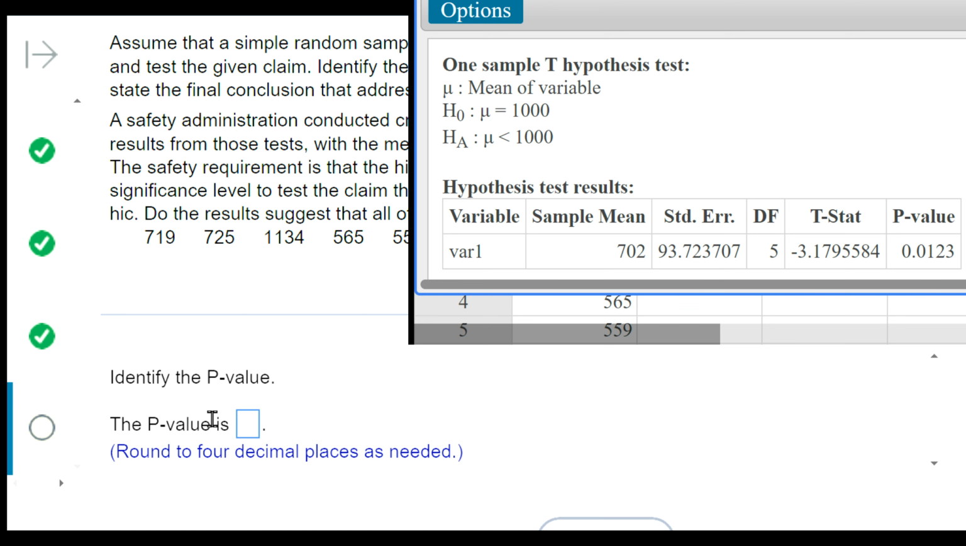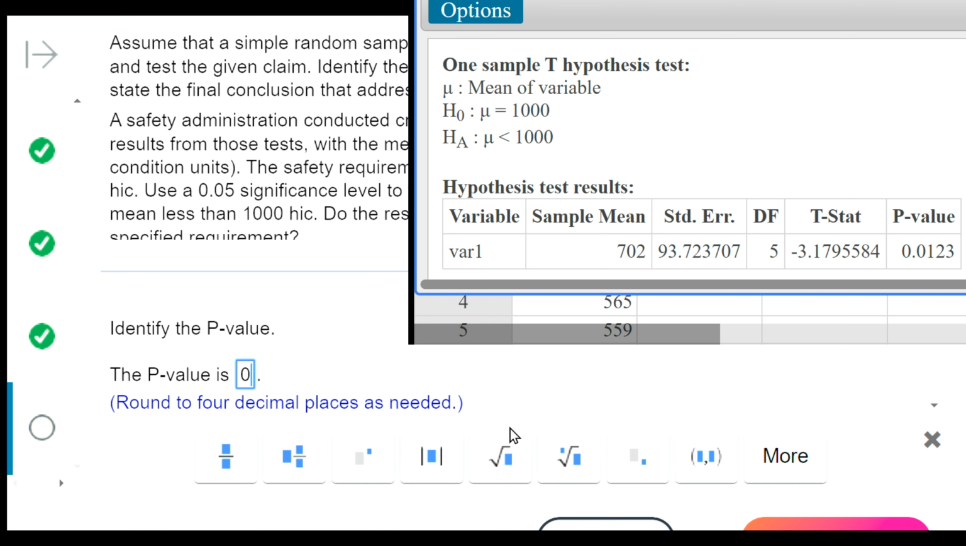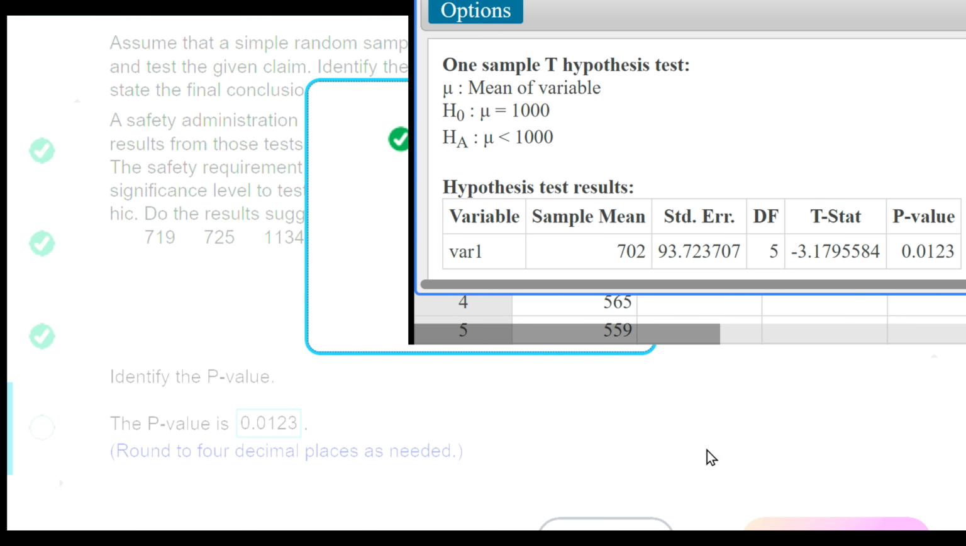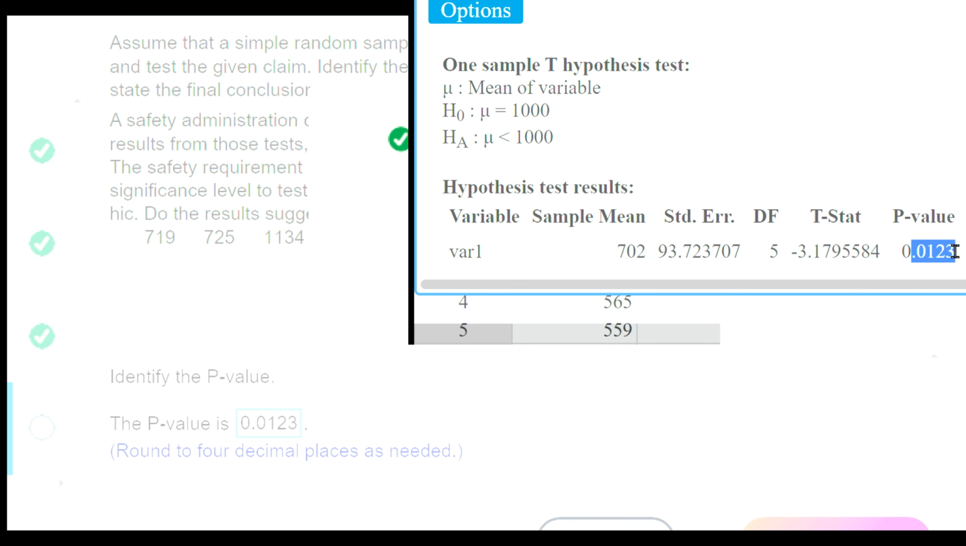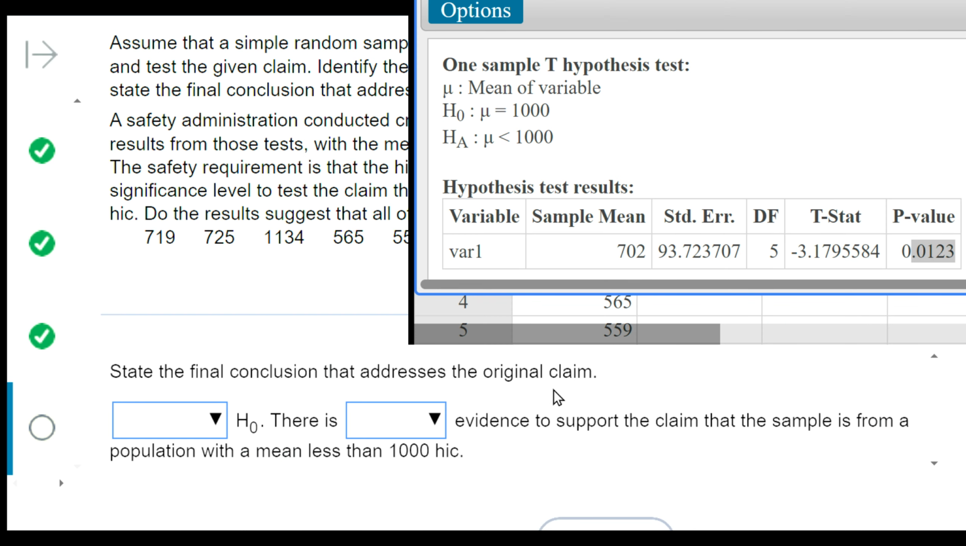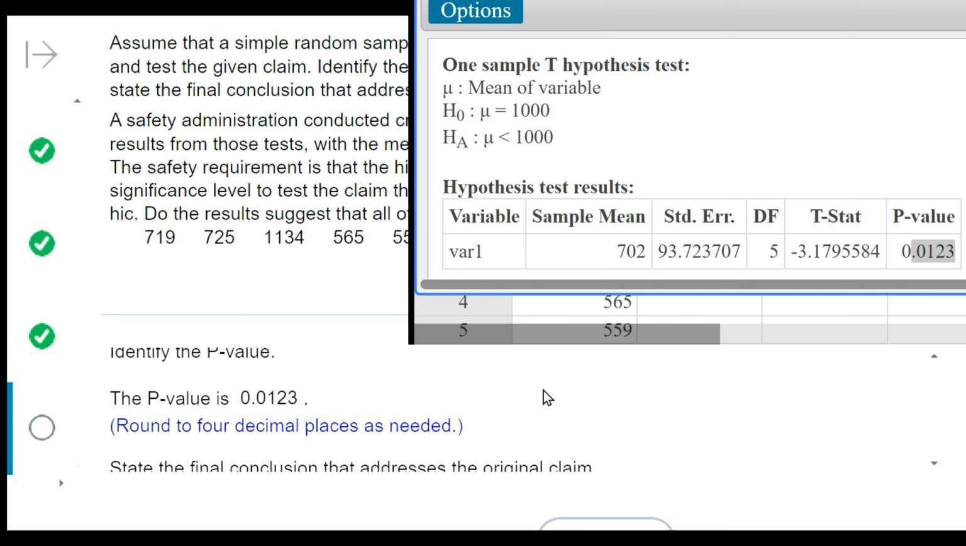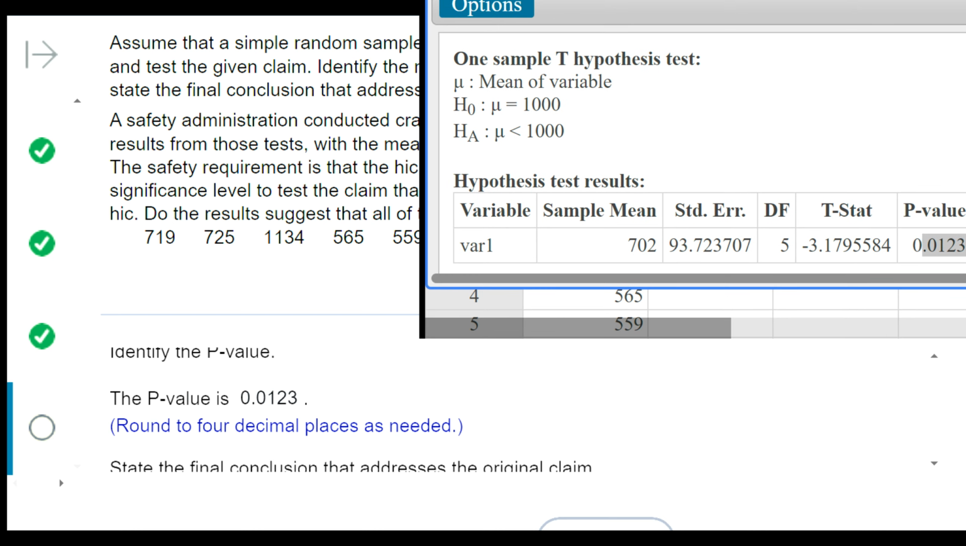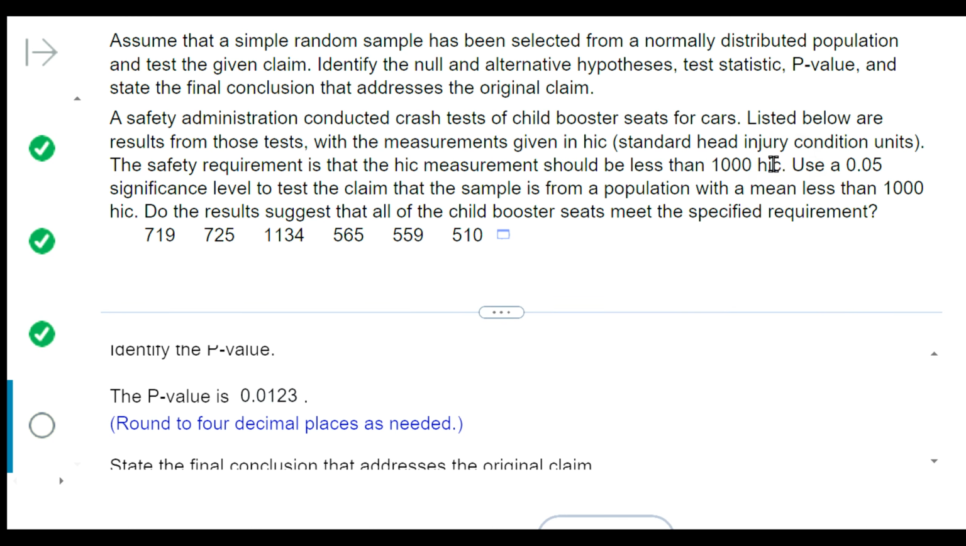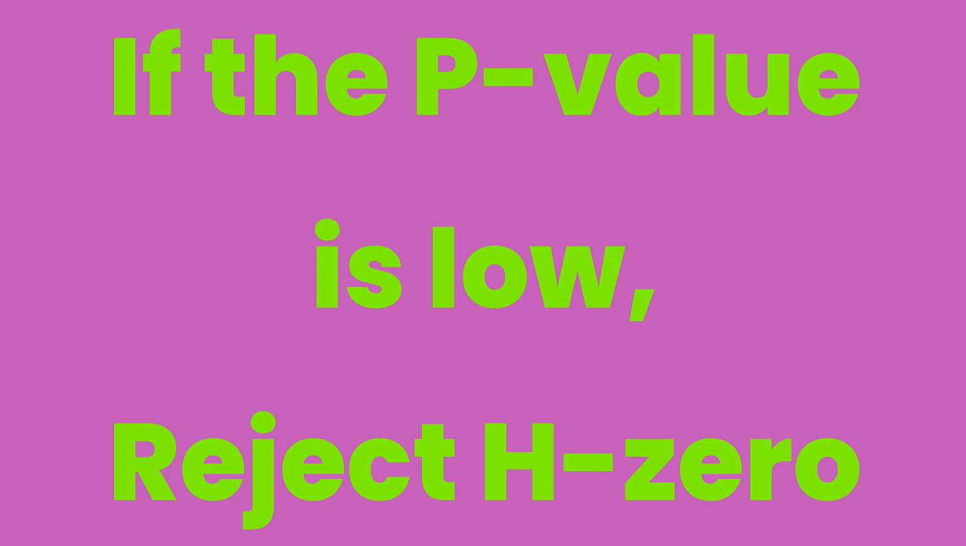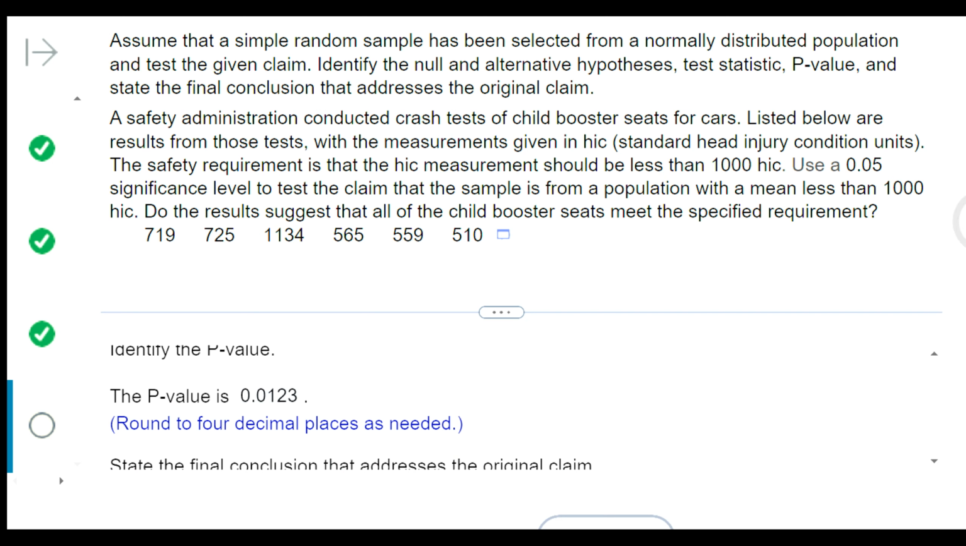The p-value to 4 decimal places. Well, that's exactly the number of decimal places that they gave me. And look, it goes 0, 1, 2, 3. All right. 0.0123 is a little bit bigger than 1%, but that's a lot smaller than 5%. And what do we do? Well, if the p-value is low, reject H0. How low does it need to be? It needs to be lower than the significance level.